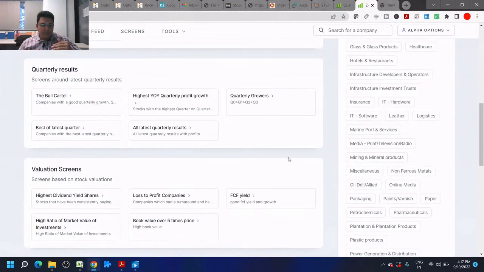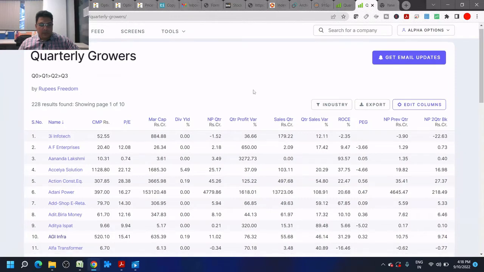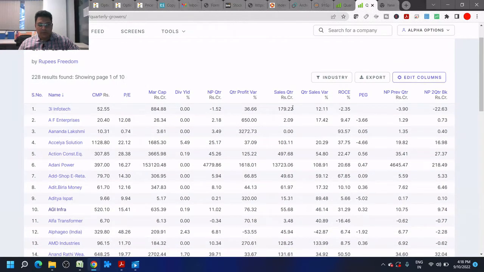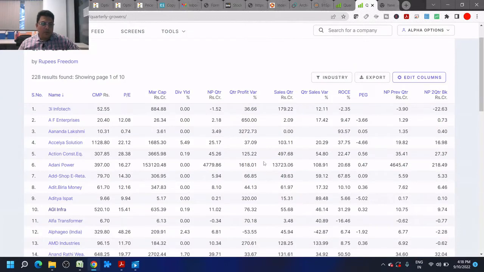You can go to this quarterly results screener. You can have highest year on year quarterly profit growth, quarterly growers. So you can click on this, best of last quarter, all latest quarterly results. You can use this as a scanner for investment purposes. Now when I clicked on this, quarter 1 is greater than quarter 2 is greater than quarter 3. So these are the stocks, 228 stocks, which can be from mid cap, small cap, anything, and they are pretty much growing quarter on quarter. Export this, do your analysis, and try to find out what is the fair value of the stock.